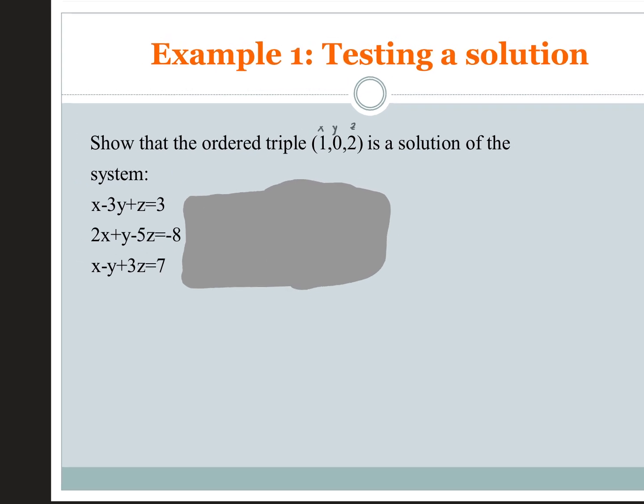If you're asked to test if something is a solution, I want you to really, really pay attention to this, guys. If they give you an ordered triple, or you solve and you get an ordered triple, you need to make sure that you plug the x, the y, and the z values into every single equation, all three equations, and that they are all true. Sometimes you'll solve and it'll work in 2 out of the 3, which means you made a mistake. But if they're asking if something is a solution, you have to plug into all 3 equations, and it has to make all 3 equations true.